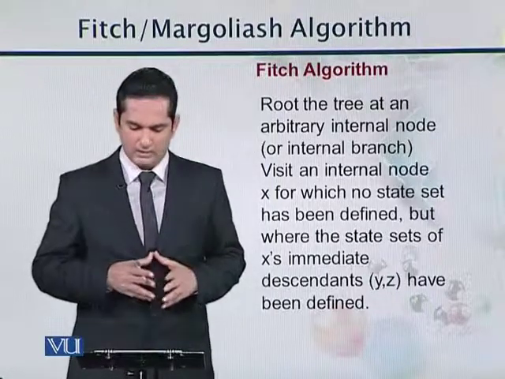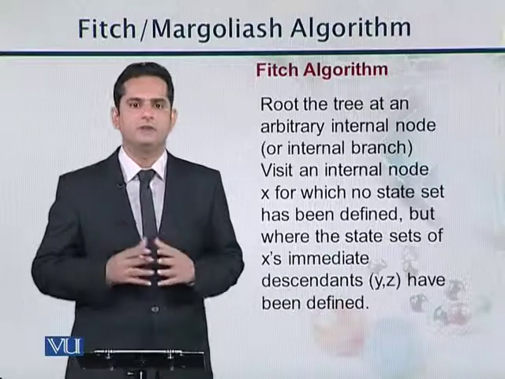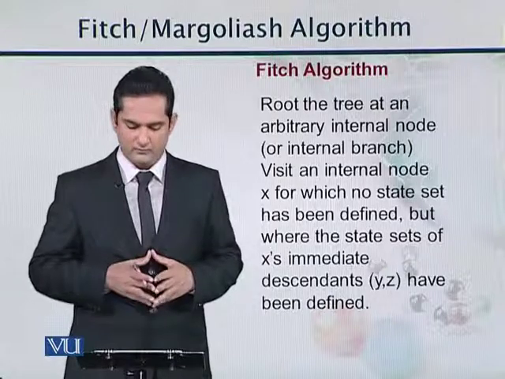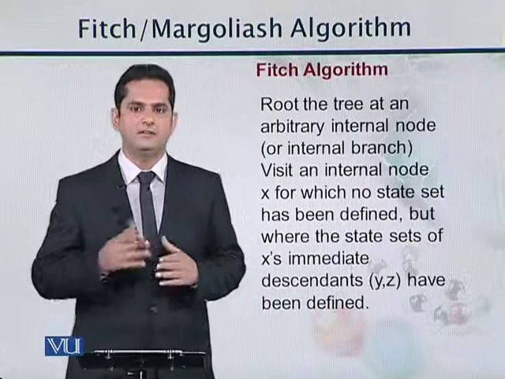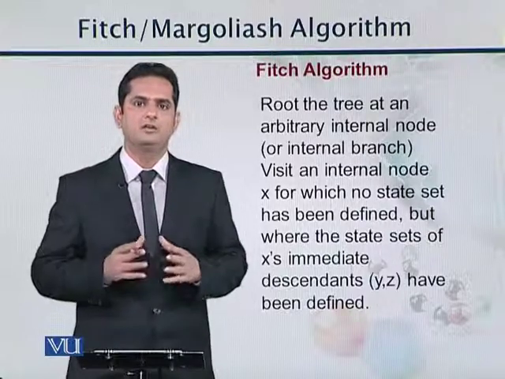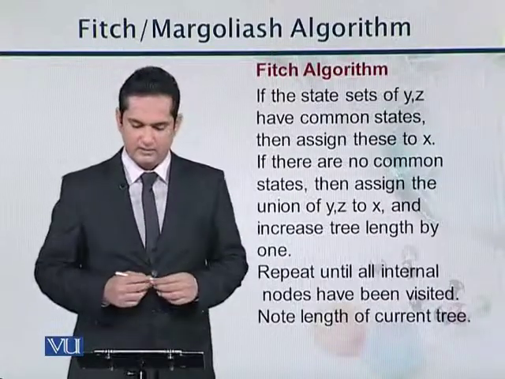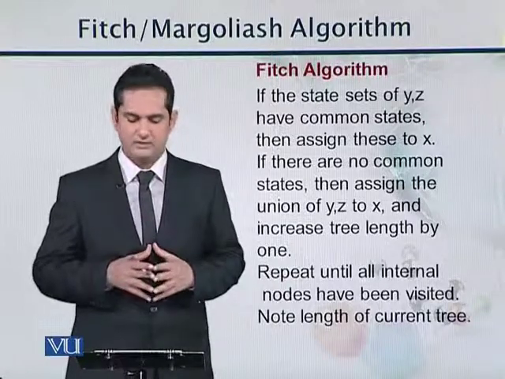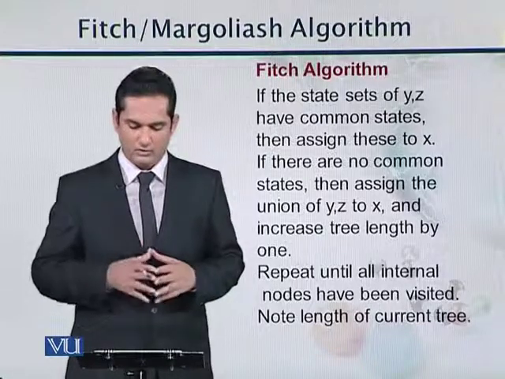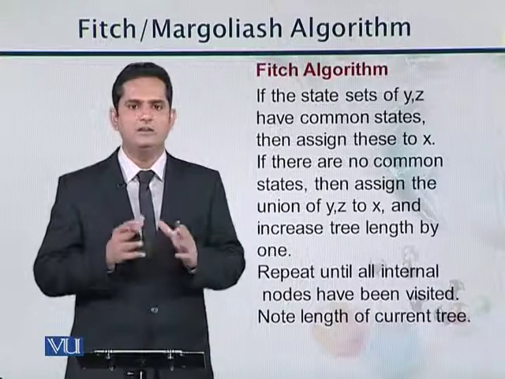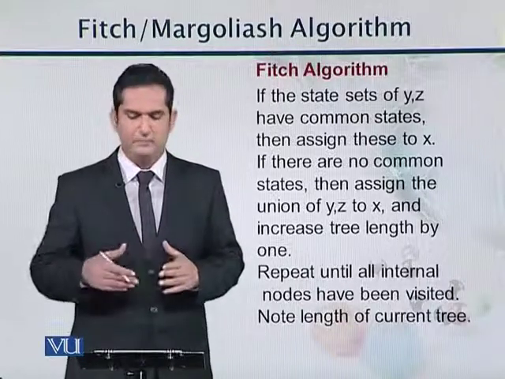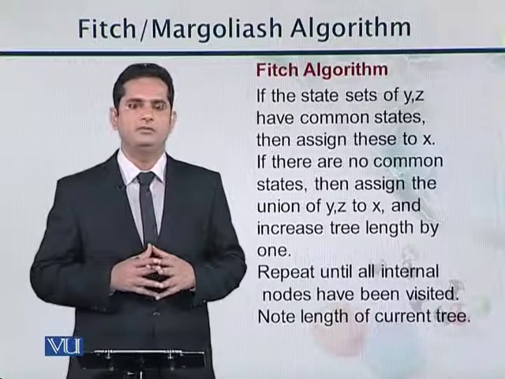Then we will visit an internal node, which we can call x, for which no state set has been defined, but where the state sets of its immediate descendants, meaning downstairs, y and z, are present. The third step: if the state sets of y and z have common states, then we will assign them to x. Otherwise, if there are no common states, then we will assign the union of y and z to x. And finally, we will repeat this step for all the remaining nodes.